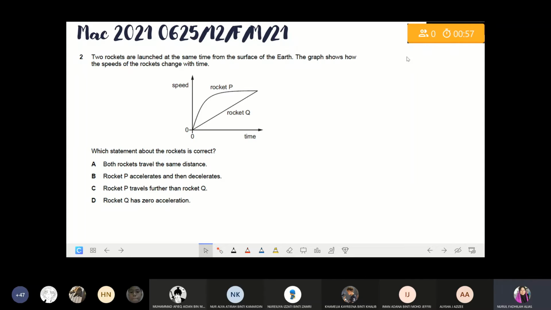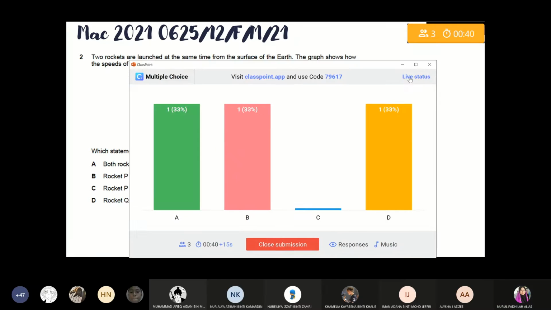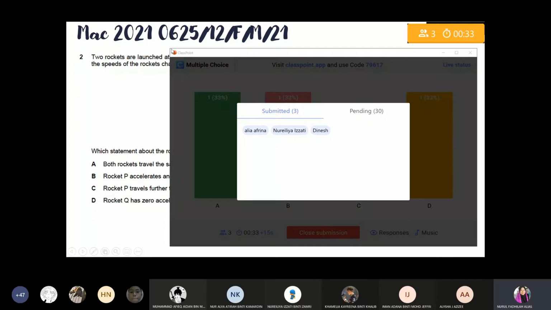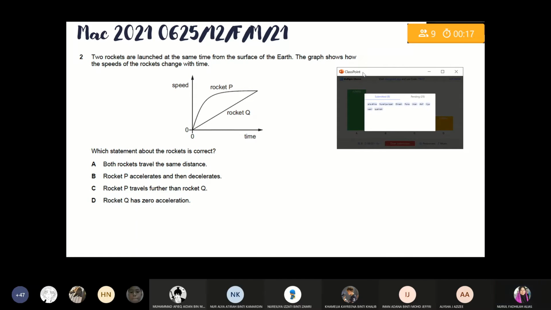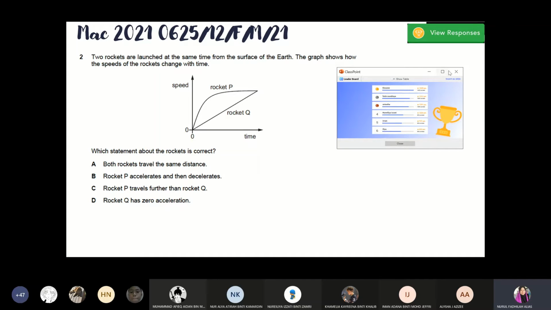So ni sebenarnya 1, 2 1, 2. Okay. So betul ke C? Okay, kita tengok ataupun Izazi. Okay, tahniah Izazi. Now, kenapa C? Sebab area under the graph tu distance.